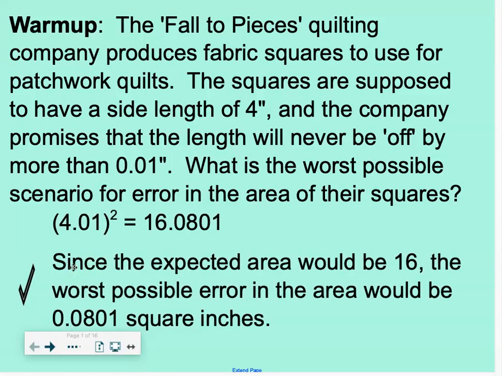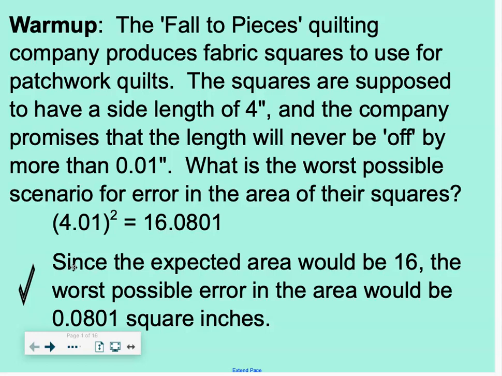So anyway, I just did the higher. 4.01 squared is 16.0801. So worst possible scenario would be that the square is off by an area of 0.0801. Now this group did the under, if it went to 3.99, and then the area was off by 0.0799.